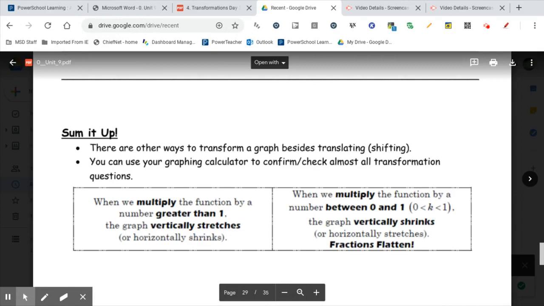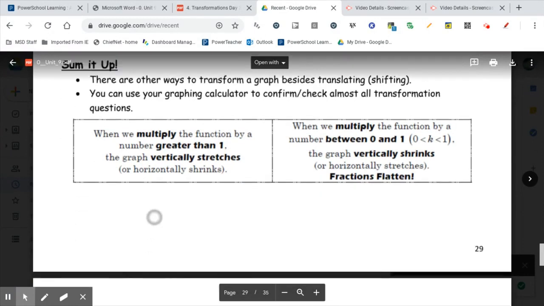Okay, a quick summary is there are other ways to transform a graph besides translating, which is what we did the past 2 days. You can also use your graphing calculator to check anything that you do. So that's always a good idea.